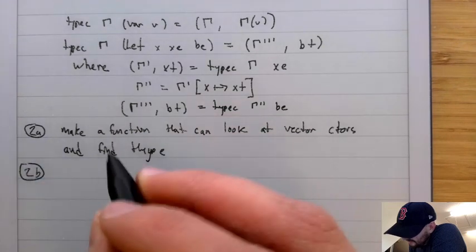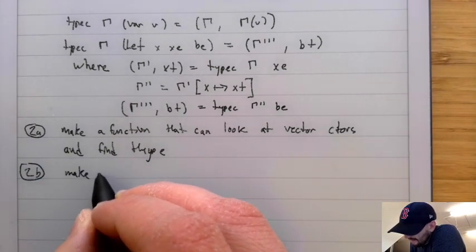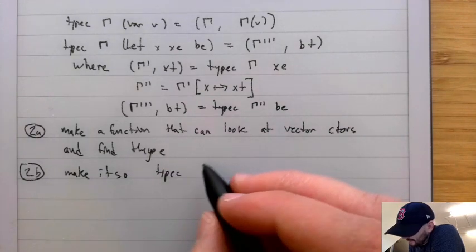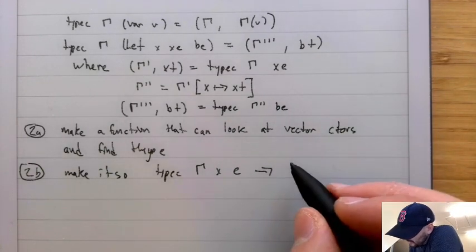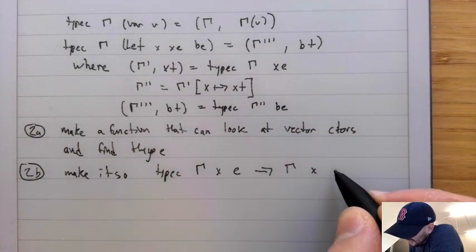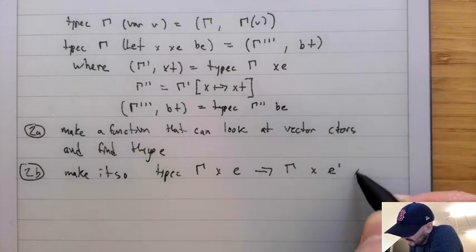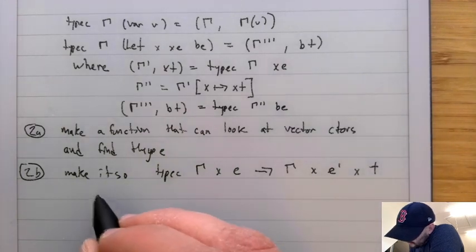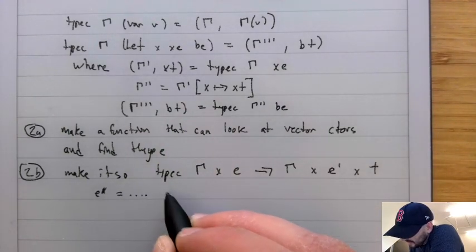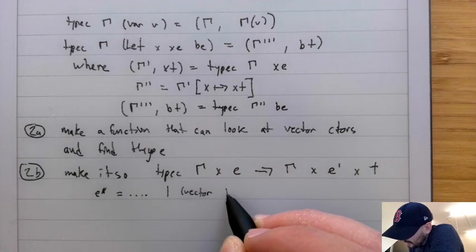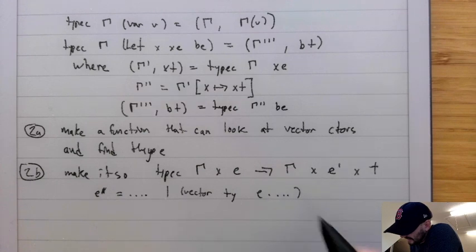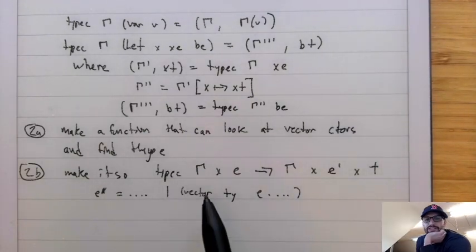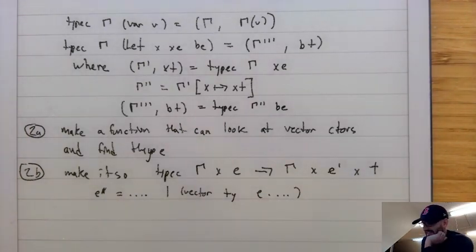Or 2B, make it so the type checker takes in gamma and E, and what it does is it returns all three of these things. It returns the gamma mapping, and it returns a new version of the expression, and it returns the type, where the new version of the expression is the same as what it was before, except now vectors start off with a little thing embedded in them that says, this is what my type is. And then they have their fields. And the idea is that now part of the job of the type checker is to figure out what the type is in this and install it inside of the actual data structure.